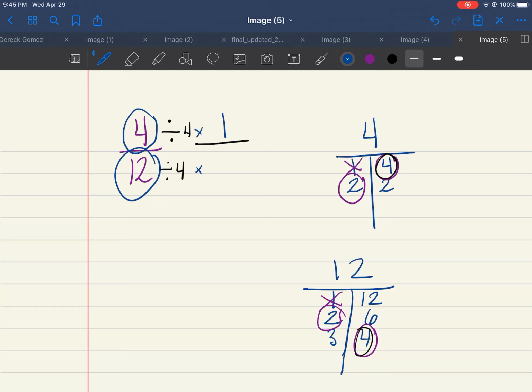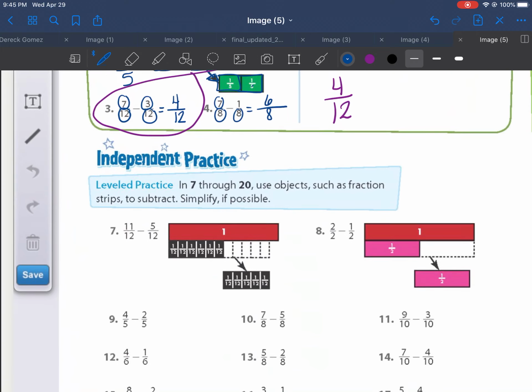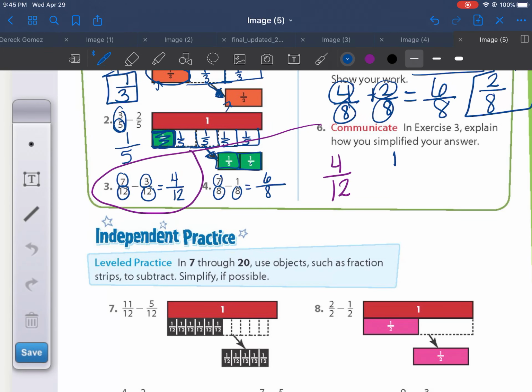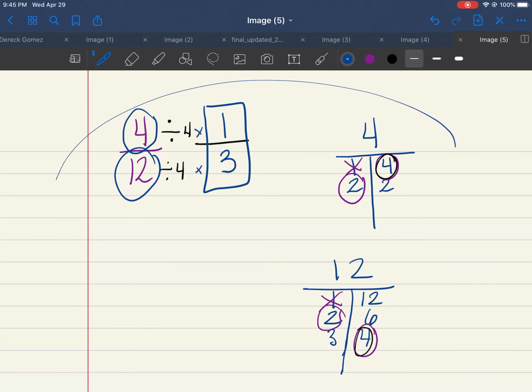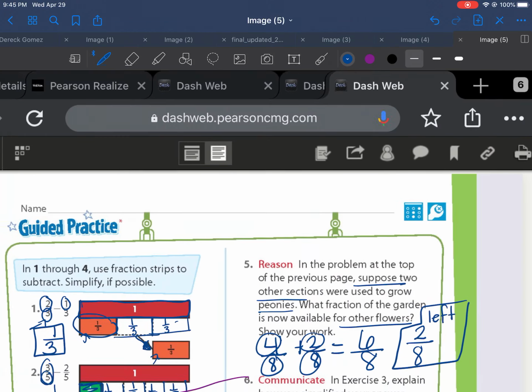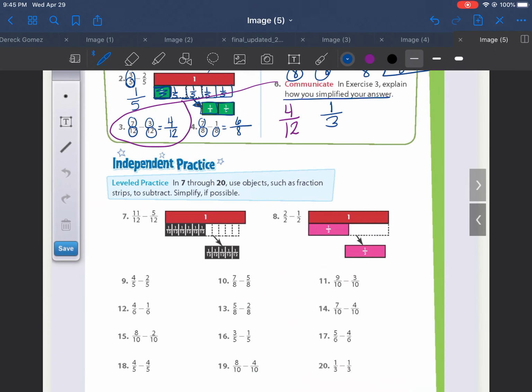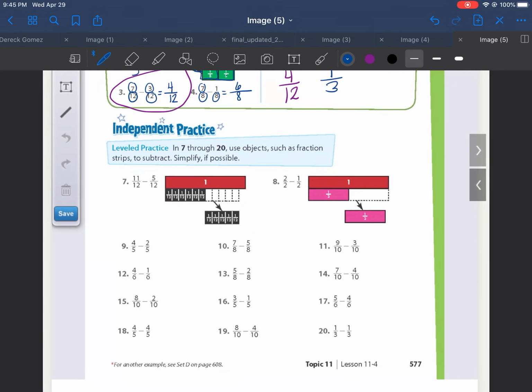So we're going to ask ourselves, 4 times what gives me 4? That would be 1. And then we do the bottom. 4 times what gives me 12? That would be 3. So my simplified fraction would be 1/3. It says, explain how you simplified your answer. This is the way that I'm explaining how to simplify the fraction.